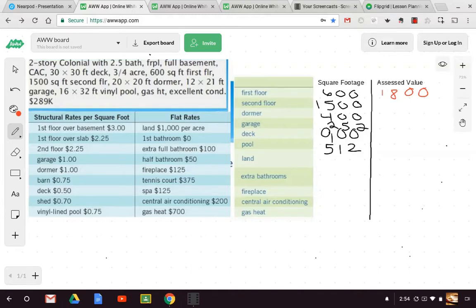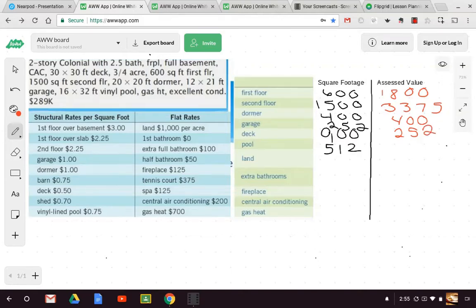Our second floor, it says our second floor is $225 per square foot. So I'm going to do 1,500 times 225. That gives me 3,375 as our assessed value for the second floor. For the dormer, any dormer is $1 per square foot. So 400 times 1 gives me 400 there. Same with the garage. The garage is also $1 per square foot, so the garage is going to be $252.